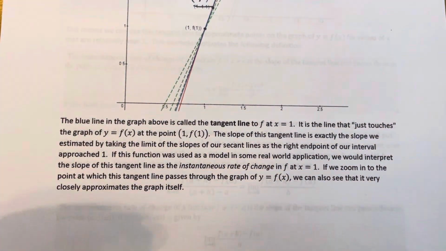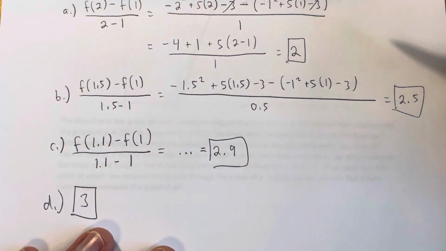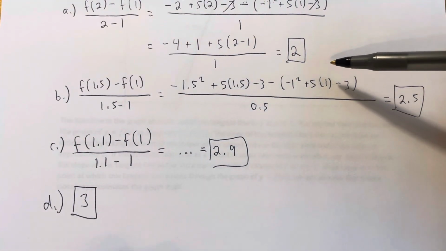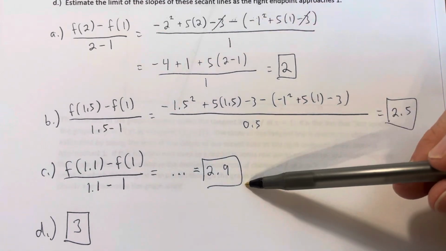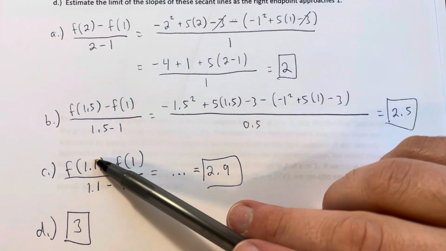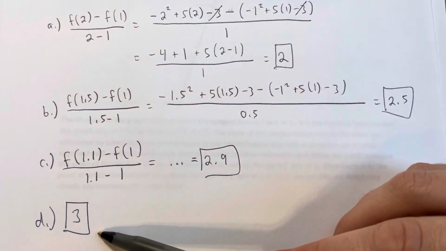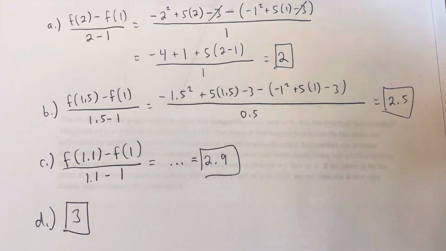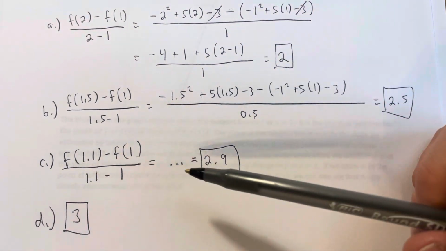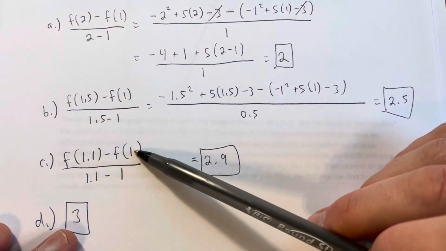And in that previous example, that's kind of what we did in part D, okay? We looked at what was happening in each of these approximations as that second end point of our interval got closer and closer to 1. And we thought, in this case, it looks like it's approaching 3. So that slope of that tangent line would have been 3, which means that would be the instantaneous rate of change in this function when x is equal to 1.